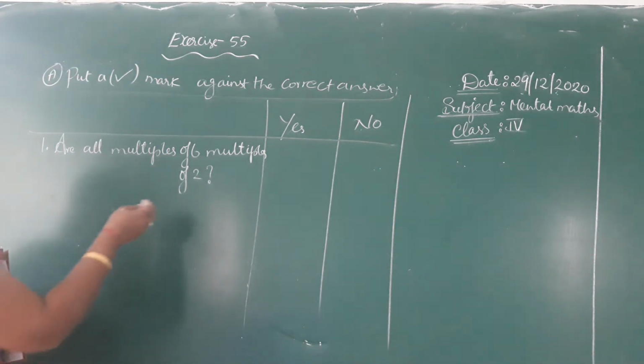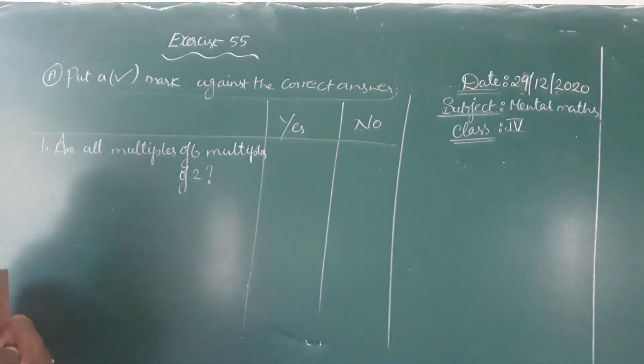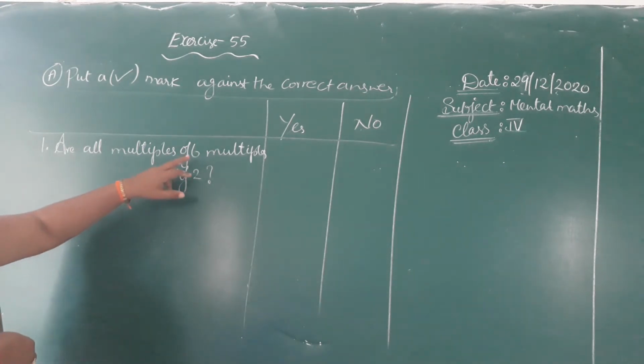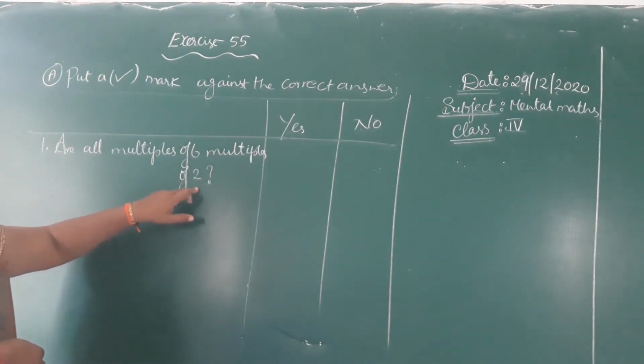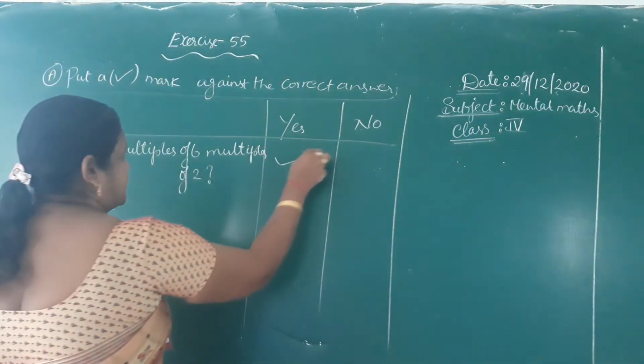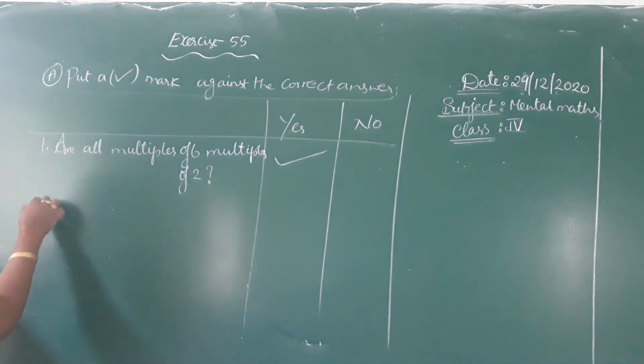Because the divisibility rule of 6 is, if it is divisible by 2 and 3, then it is divisible by 6. So, it must be divisible by 2. If a number is divisible by 6, it must be divisible by 2, because 2 is a factor of 6. So, it's a right statement, correct statement. Tick mark it, yes.